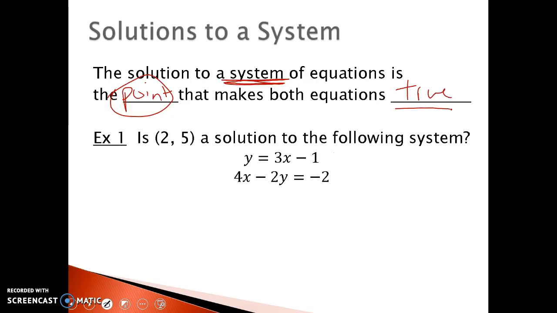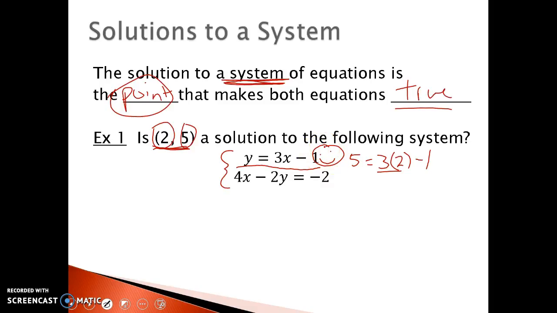All right, so let's just do this example. Is the point (2, 5) a solution to this system? So here we have a system just like we had with the amusement parks. And what we want to do is see if this point makes both equations true. So I'm going to plug this point into this equation first. We have y, but y is 5, and that equals 3 times x, but x is 2, minus 1. Here's our y value, and here's our x value. So is that a true statement? Well, we know that 3 times 2 is 6, and 6 minus 1 is 5. And so it does make this equation happy, or true.